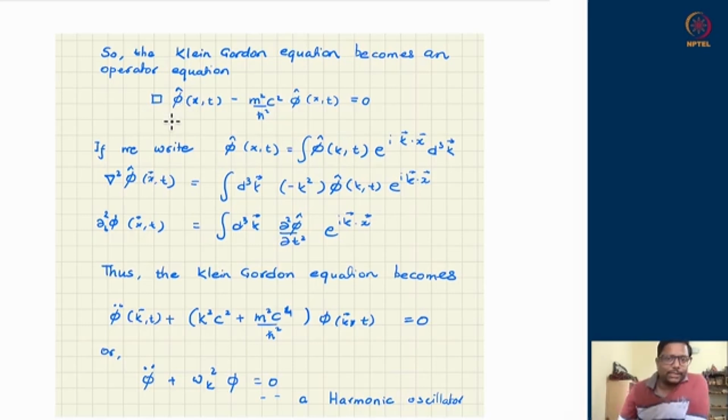So we do that. We make the phi's appearing in the Klein-Gordon equations space-time dependent operators. So phi is a function of x and t. That means at each x and t, I would have some operator which will satisfy this equation.